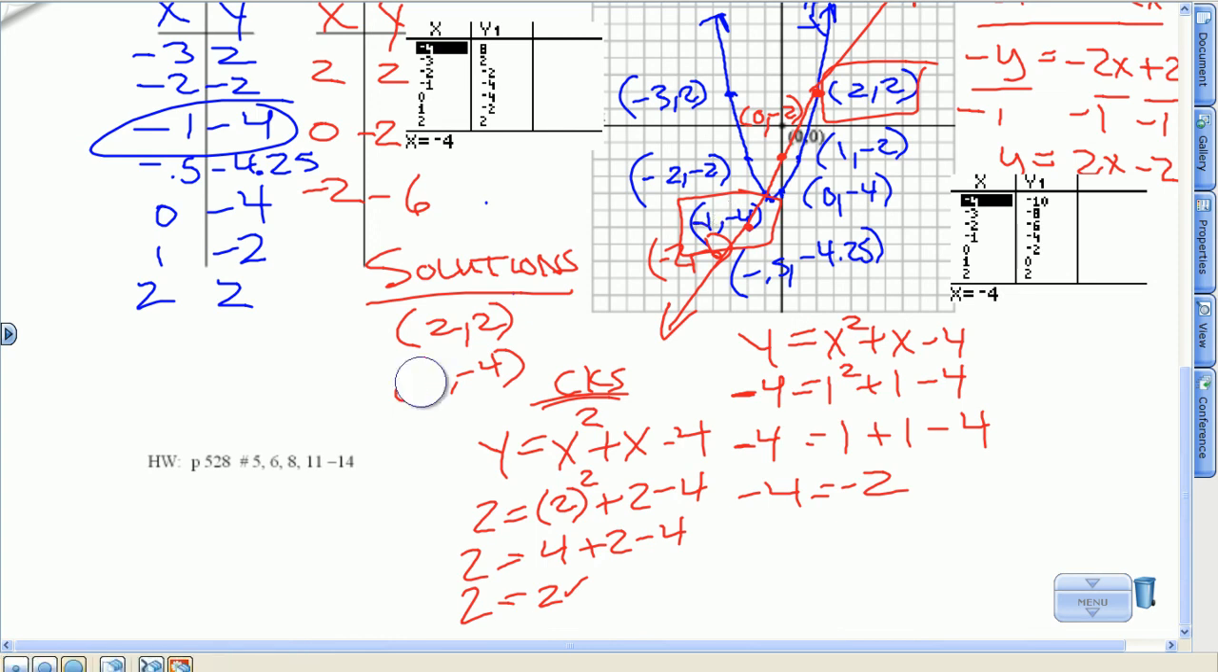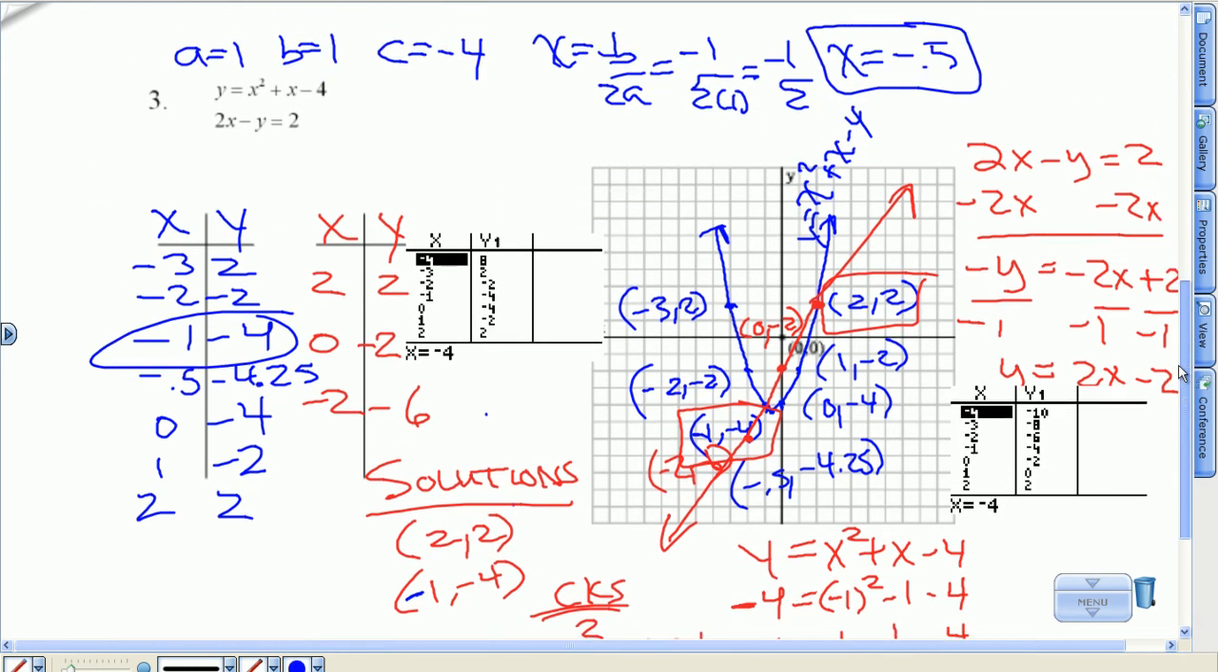So I have to go back and fix this. So we have negative 1 squared minus 1 minus 4. Negative 1 squared is positive 1. Minus 1 minus 4. 1 and negative 1 are additive inverses, so they disappear. And look at that. The check has allowed me to fix my mistake, and that's very important.